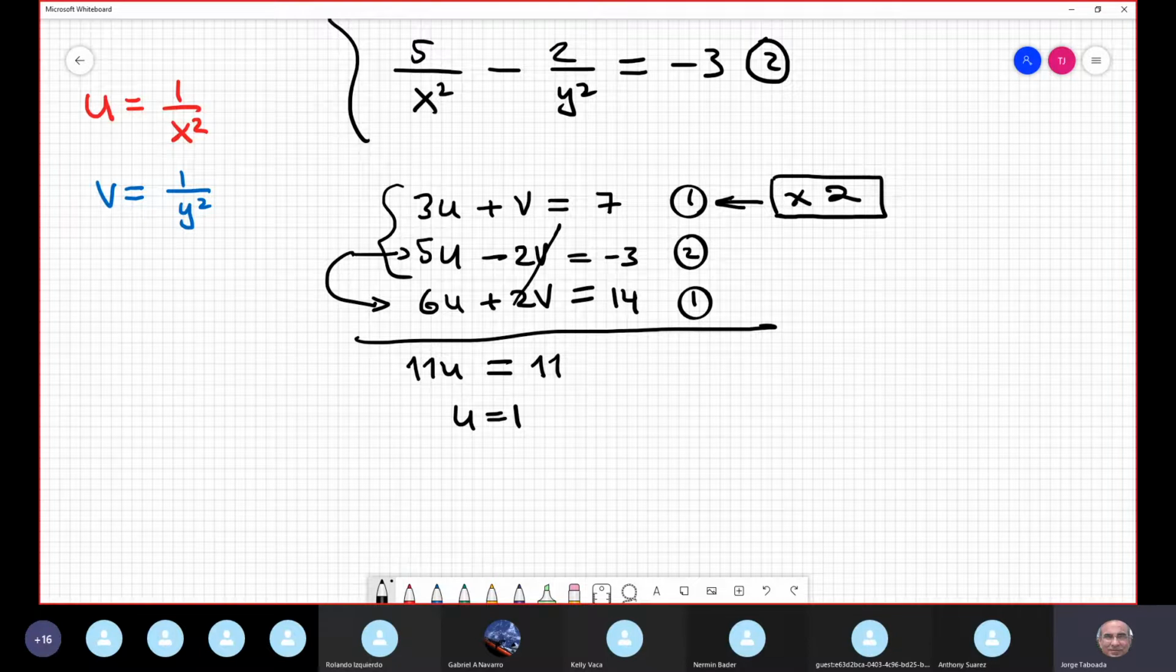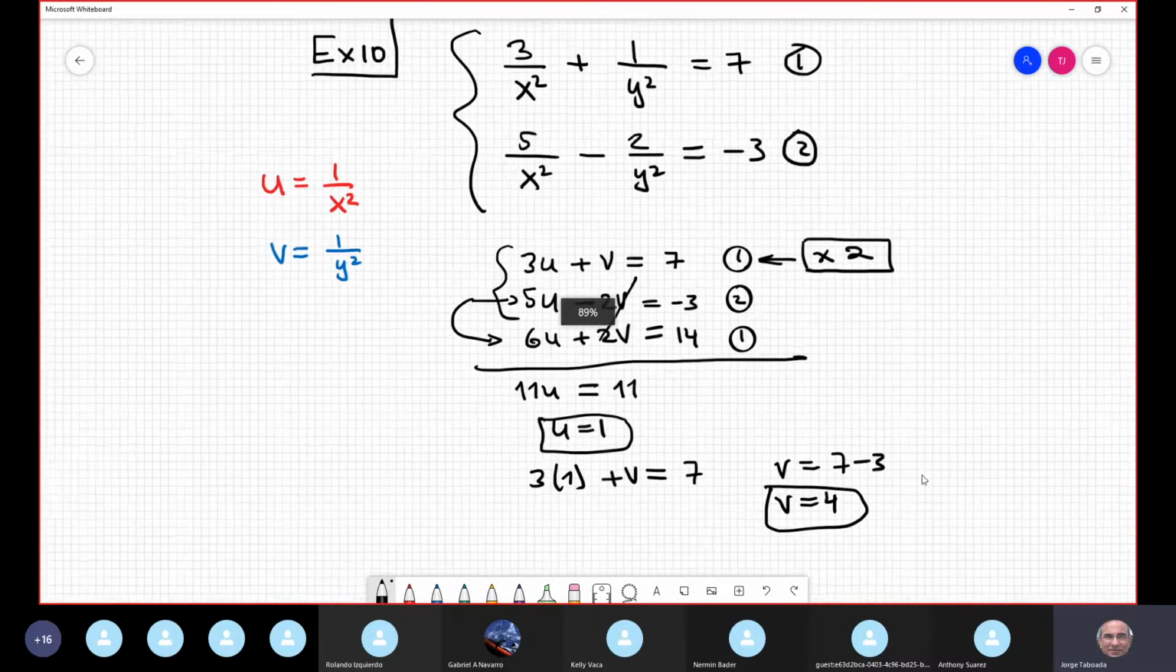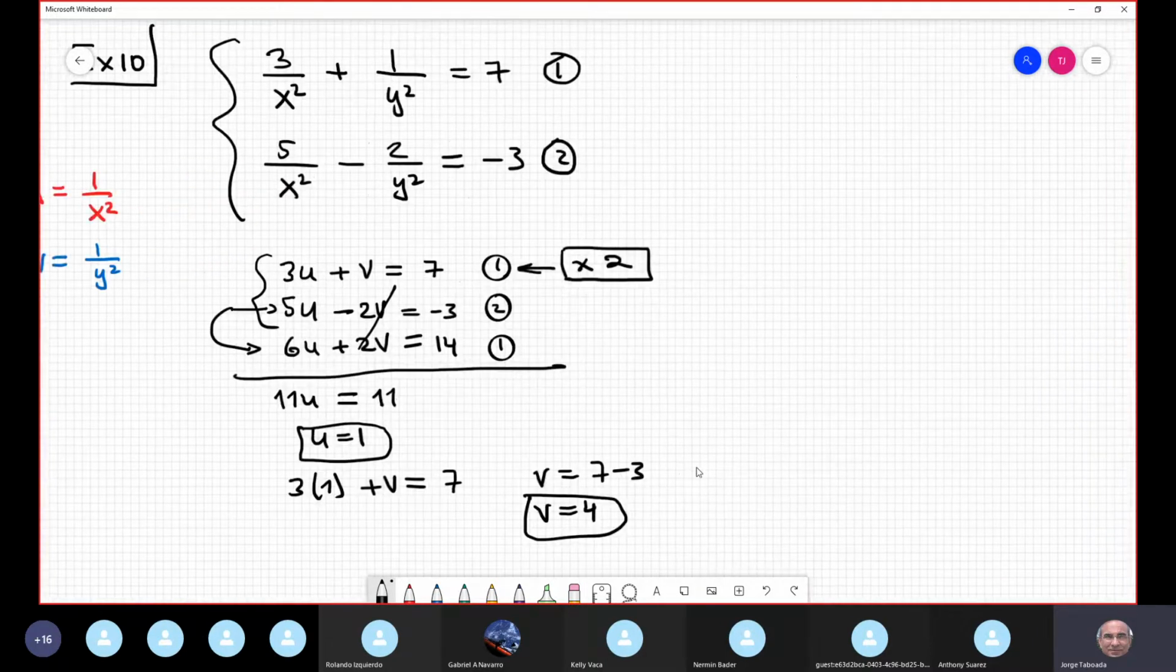If u is 1, let me find b. To find b, you take either equation. For example, the first one: 3 times 1, because u is 1, plus b equals 7. Therefore, b is equal to 7 minus 3, which gets 4. Okay, and is this the answer? No, of course not. This is the answer for the intermediate variables that we used to transform it. And so we come back to the beginning, because my answer is x and y.